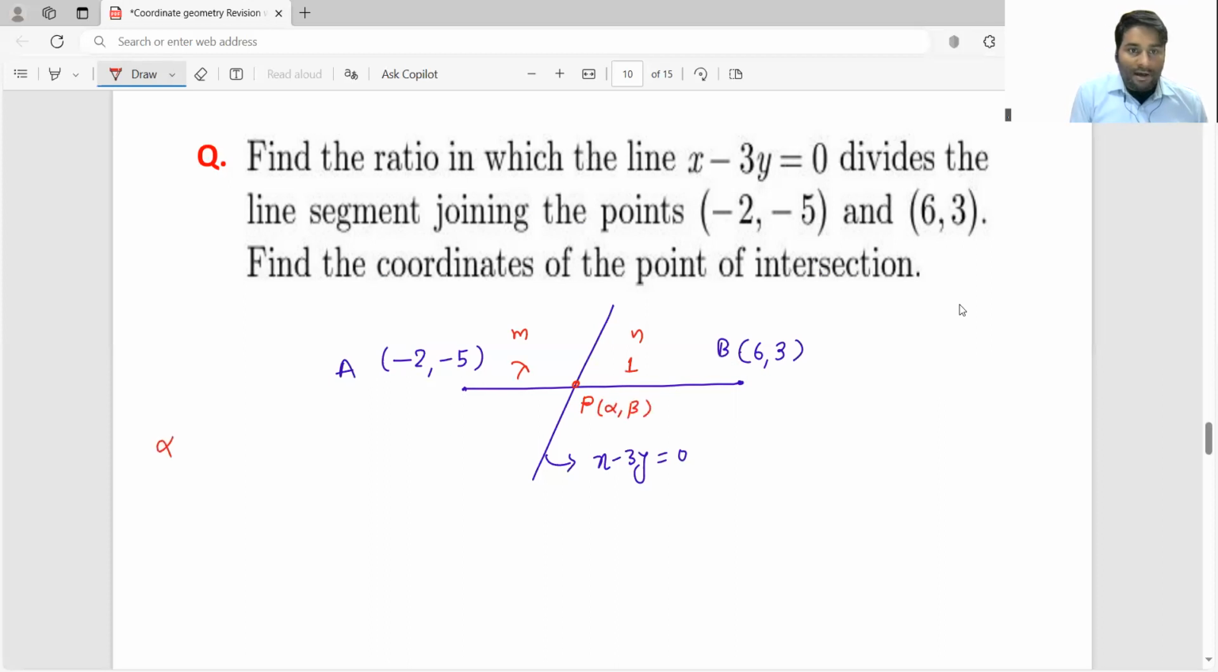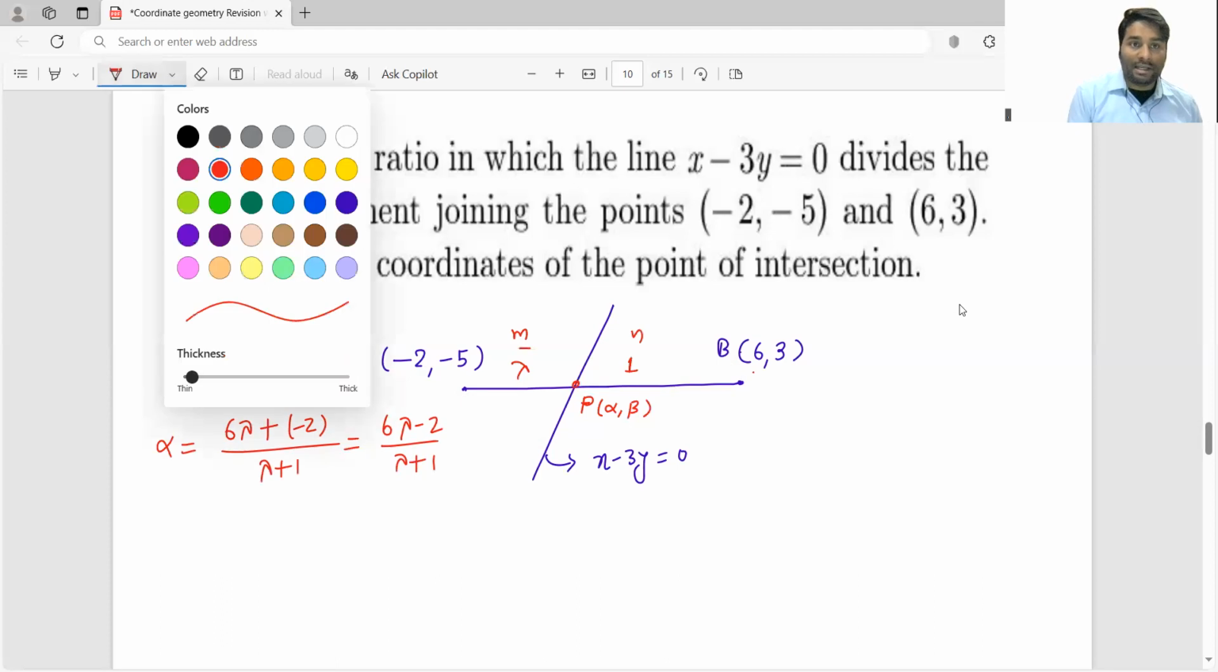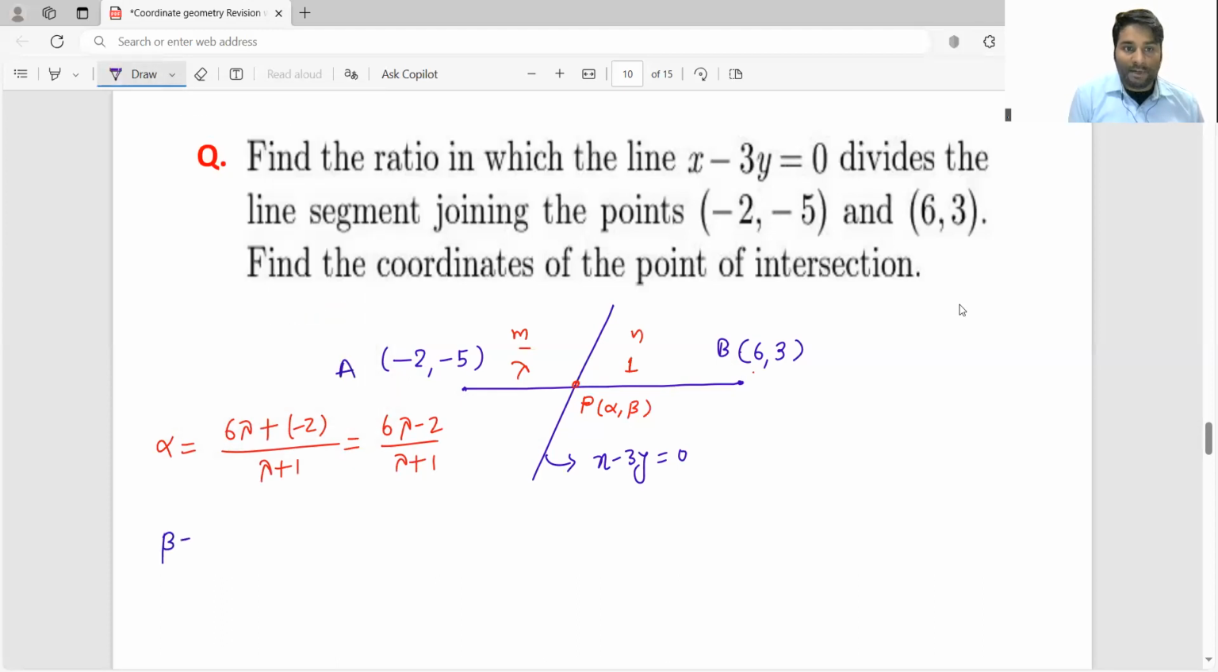So what will be alpha? Alpha will be equal to M into 6, that is 6 lambda, plus 1 into -2, that is -2, divided by lambda plus 1. That means this is 6 lambda minus 2 by lambda plus 1. Similarly, you can easily find beta. Beta will be 3 lambda plus 1 into -5, so 3 lambda minus 5, divided by lambda plus 1, right?